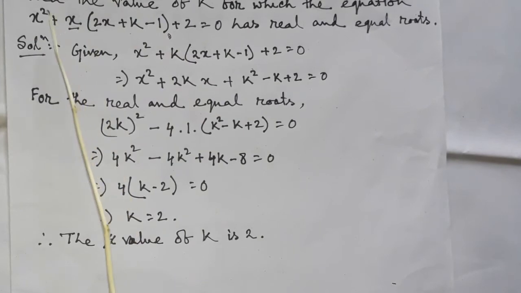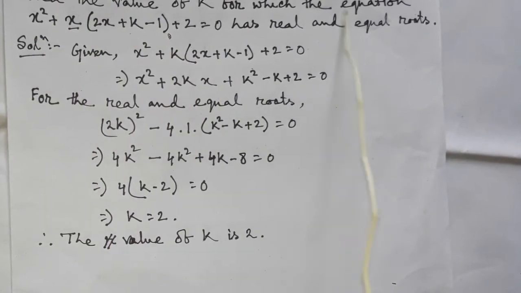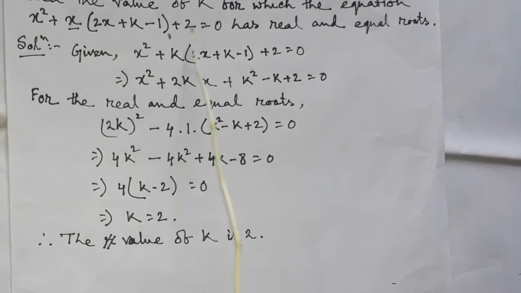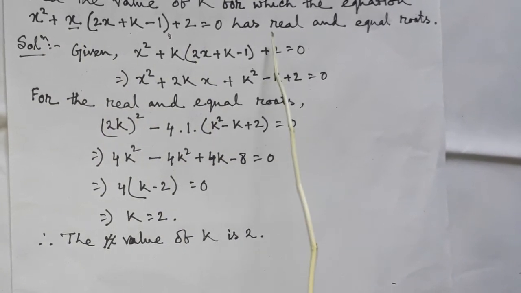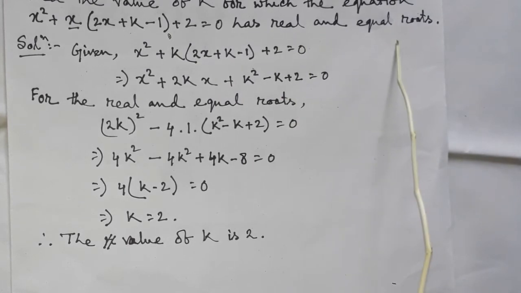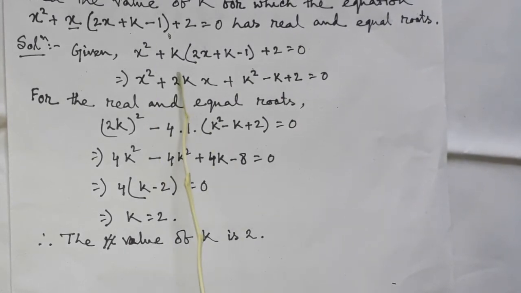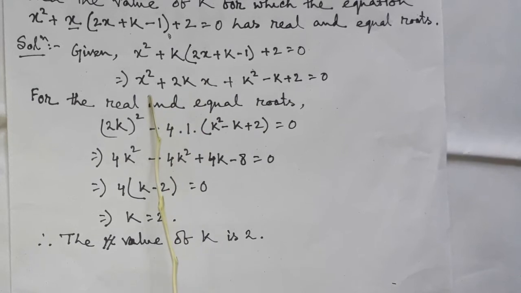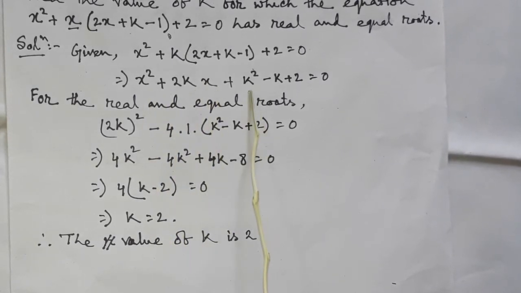Another problem: find the value of k for which the equation x square plus x into 2x plus k minus 1 plus 2 is equal to 0 has equal roots. So this is the given equation. Multiplying this k with this expression, we will get x square plus 2kx plus k square minus k plus 2 is equal to 0.